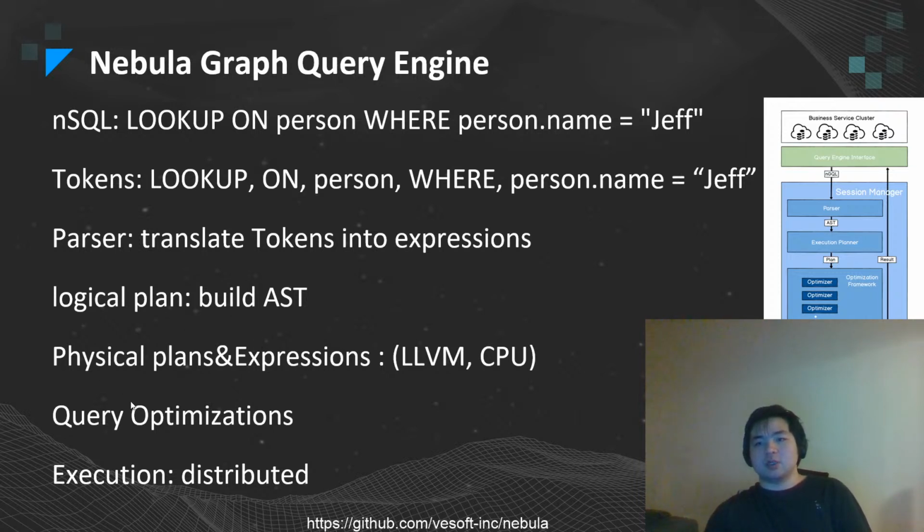And for the physical plan layer, we can do a lot of things, such as support for CPU and GPU, or support for the JIT just-in-time engine, and so on, to help us get better performance. In Nebula itself, we currently only support CPU, and you can expect more features.